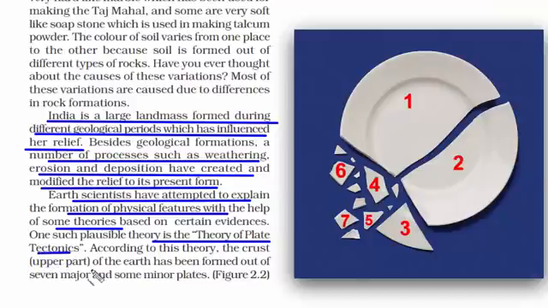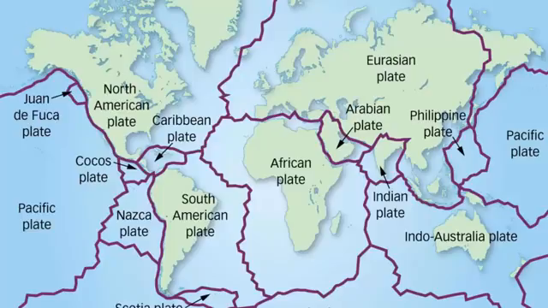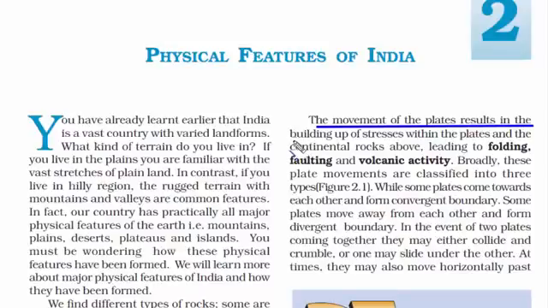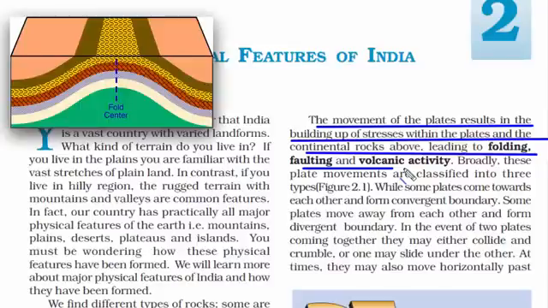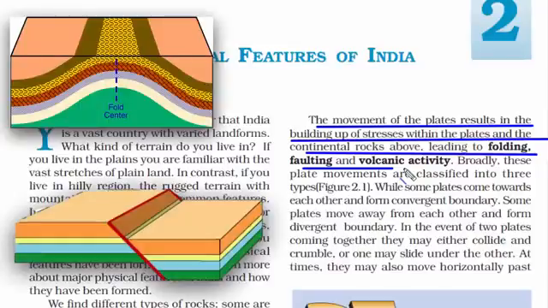So this theory says the crust, that is the upper part of the earth, has been formed out of 7 major and some minor plates. And when these plates move, they build up stress within and the rocks above collide, or sometimes a large chunk of soil gets separated, leading to folding, faulting, and volcanic activity.